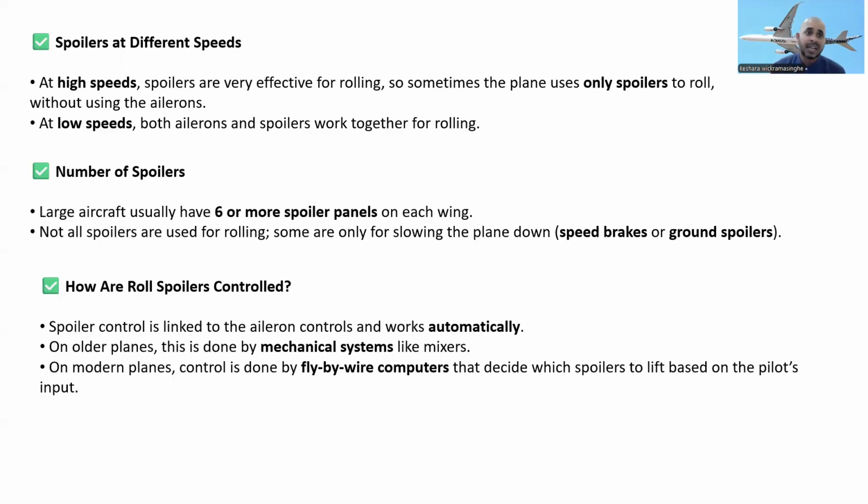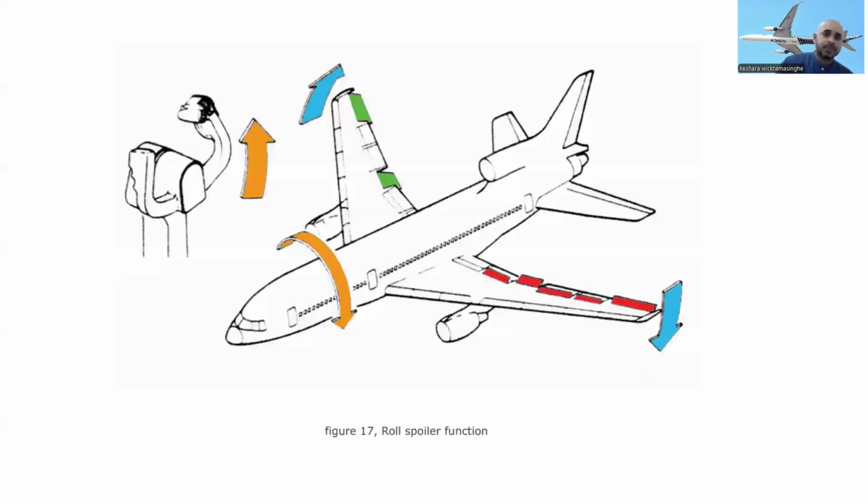Number of spoilers: large aircraft usually have six or more spoiler panels on each wing. Not all spoilers are used for rolling. Some are only for slowing the plane down, speed brakes or ground spoilers, right? And how are roll spoilers controlled? Spoiler control is linked to the aileron controls and works automatically. On older planes, this is done by mechanical systems like mixers. And on modern planes, control is done by fly-by-wire computers that decide which spoilers to lift based on the pilot's input.